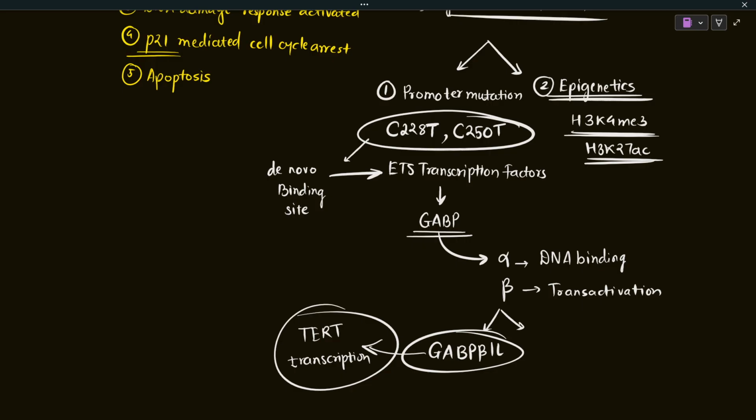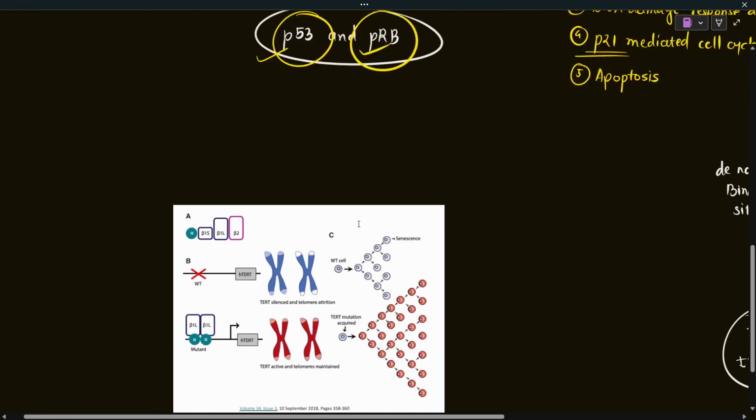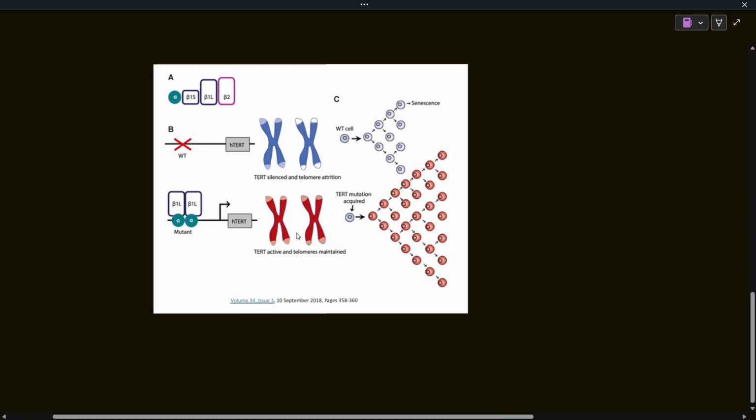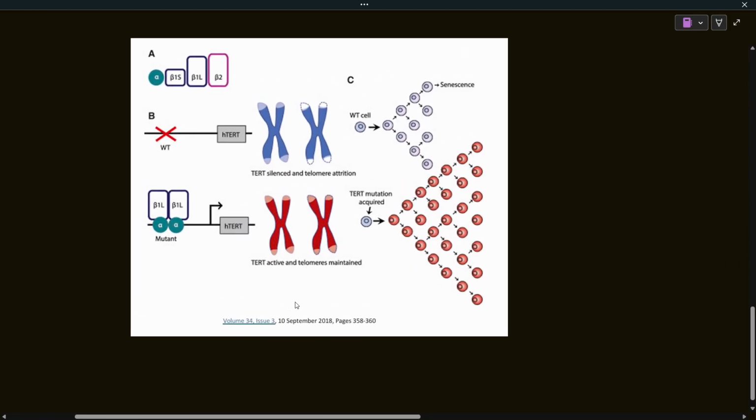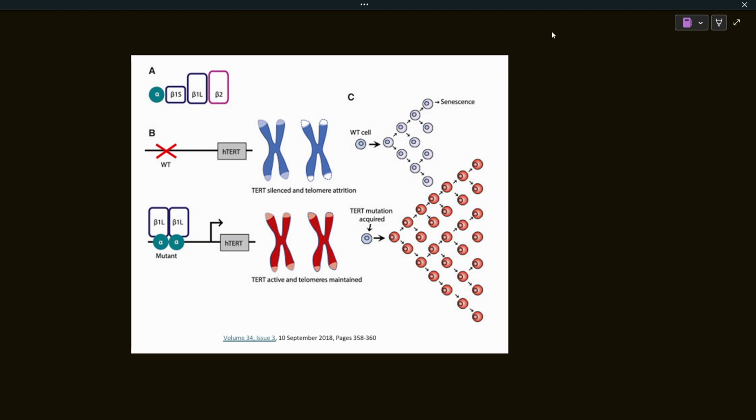So this is how the different types of mutations, genetic or epigenetic, are going to result in TERT activation. Let me show you a schematic. This has been taken from this volume. This schematic shows us what happens in normal cells and what happens in the mutated cells. So in the normal cells, this is the GABP protein, which has an alpha subunit, which binds to the DNA, and the beta subunits, which have different parts: beta 1S, beta 1L, and beta 2. This beta subunit is the transactivation subunit of GA binding protein.